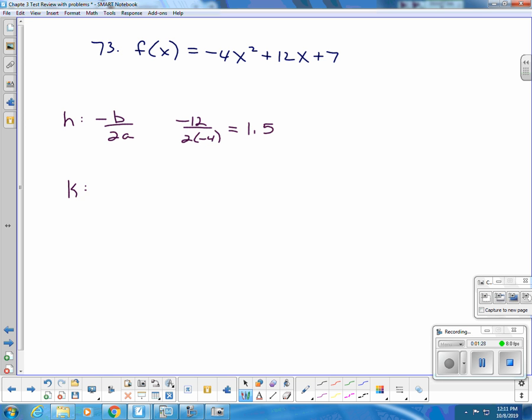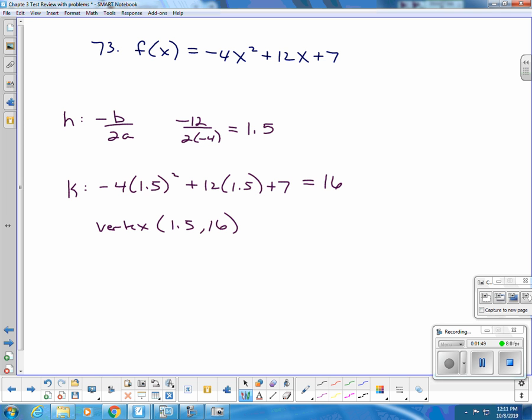So your K, you are plugging that specific X in to find our corresponding Y value. Okay, so your vertex is 1.5 comma 16.